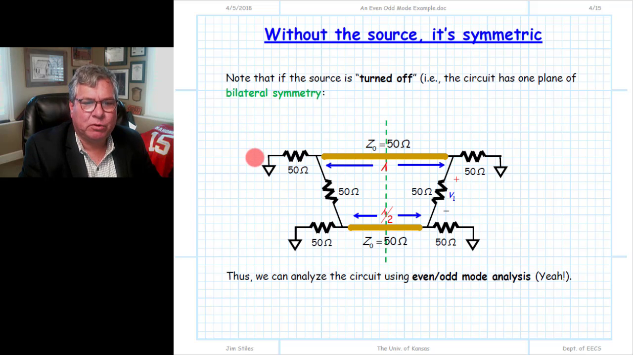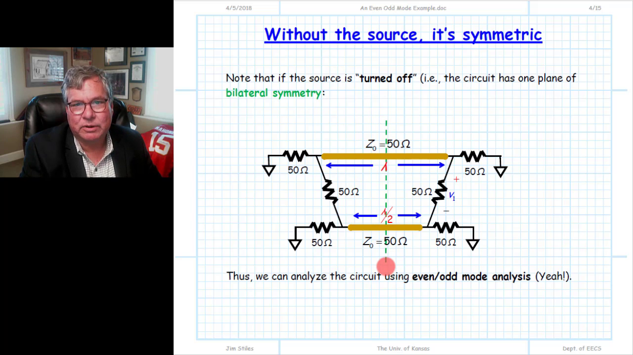We turn off that 4-volt source that was right here, and by saying we turn it off, we set its voltage equal to 0. V0 is a short circuit, so we just have a conducting wire to ground in its place. The reason we do that is that when we look at the remaining circuit, once we turn our source off, we see clearly it has a plane of bilateral symmetry. This is a symmetric circuit. It is a mirror image of each other across this plane.